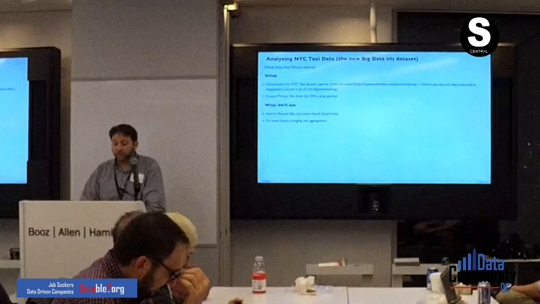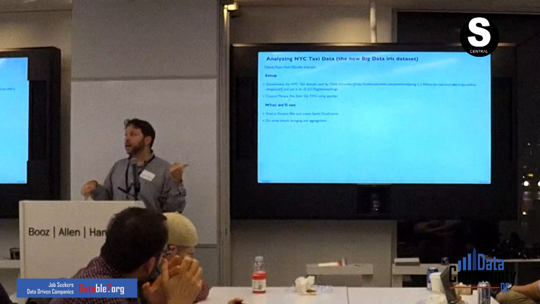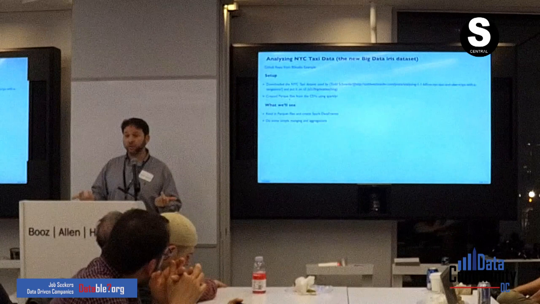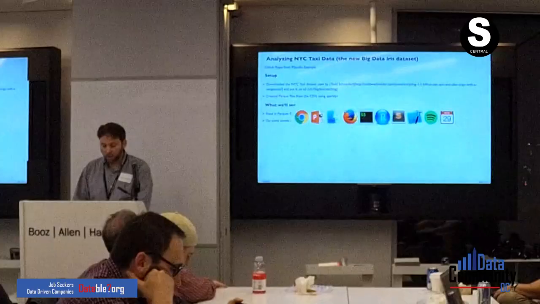And then what I did is I created, it should be Parquet. So Parquet is this columnar format. They work off of these files that are actually converted from CSVs to Parquet. So I did that last night. I took the CSVs and converted them to Parquet so that when I reload them into Spark, it's much faster, and I'll show you some benchmarks. What we'll see in this little mini demo is I'm going to read in the Parquet files and do, again, very simple munging and aggregation. But I just want to give you an idea of what this looks like.